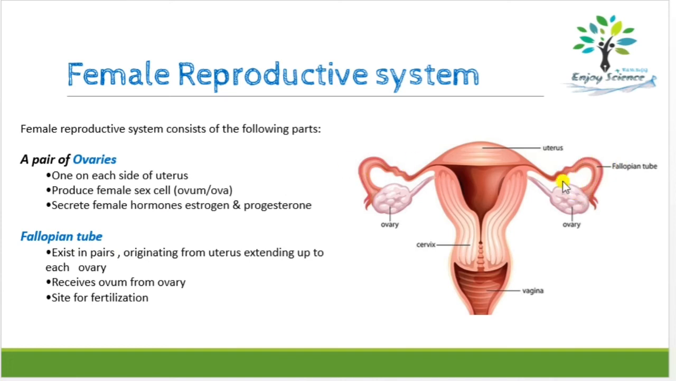There are two fallopian tubes, and the fallopian tube is also called the oviduct. It is the site for fertilization. Sperm come into this area, and the ovum is also released and goes into this area only. So within the fallopian tube there is fertilization, the fusion of sperm and ovum.